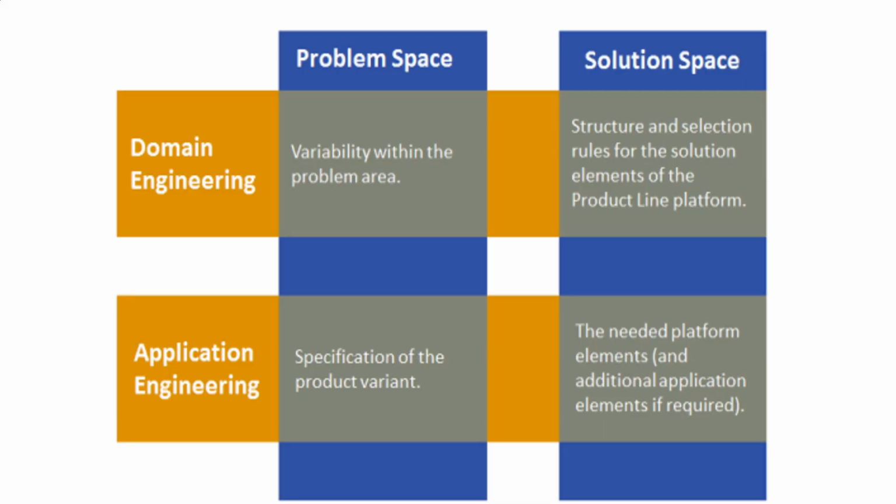Combining the problem space and solution space with domain and application engineering results in a four-part division. This can be modeled using feature models, domain-specific languages, component libraries, and more. In summary, SPLE allows for efficient development of a range of related software products by separating core assets development from application development. This leads to flexible and maintainable product lines.